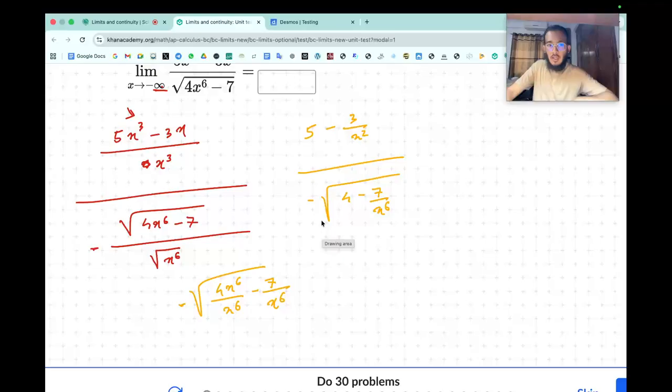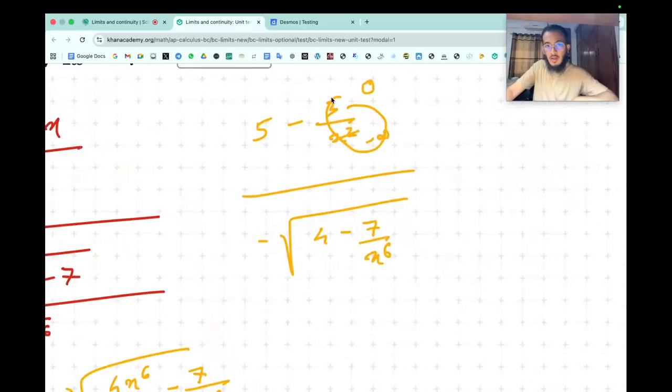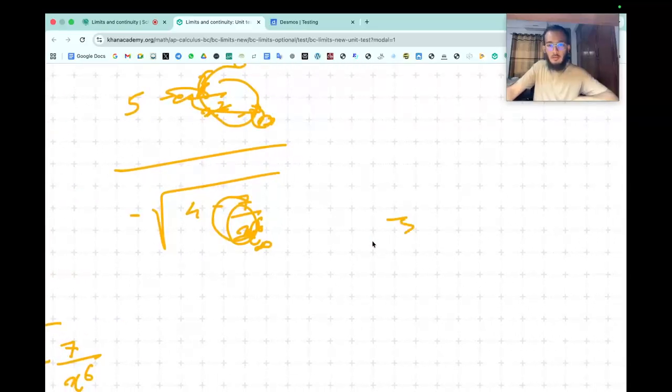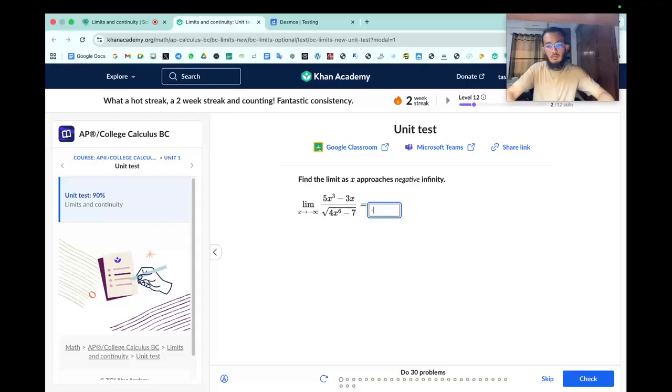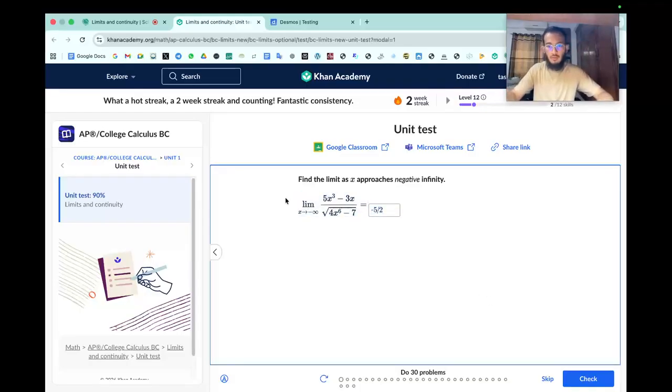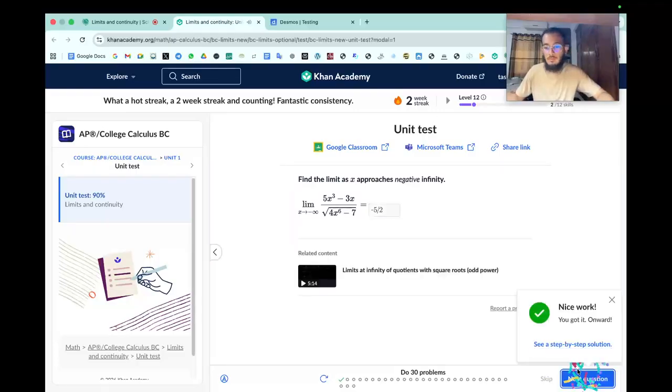Now we can plug in negative infinity. So if you plug in negative infinity, this entire thing becomes 0, because when you divide a fraction with a very large number, it effectively becomes 0, and so this also becomes 0. Above we only have 5, and here we have 5 by root 4 is 2, negative 2. So it's negative 5 by 2. There we go.